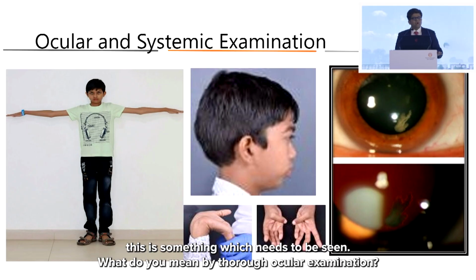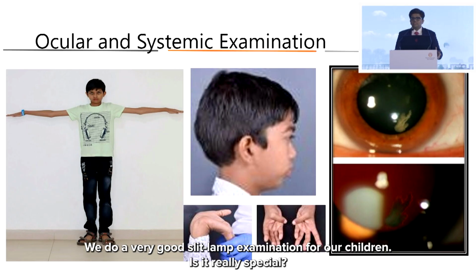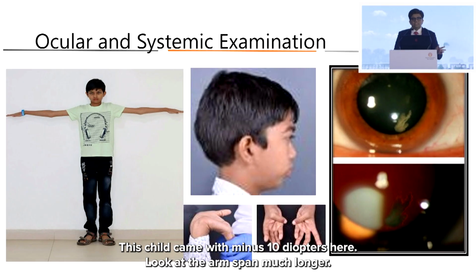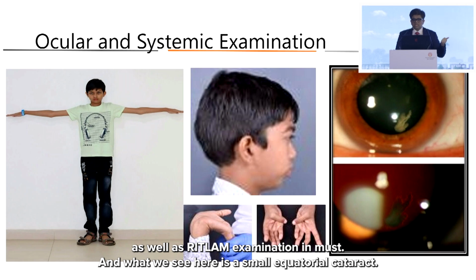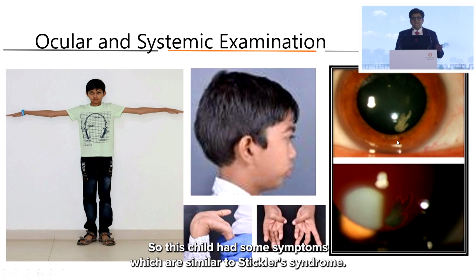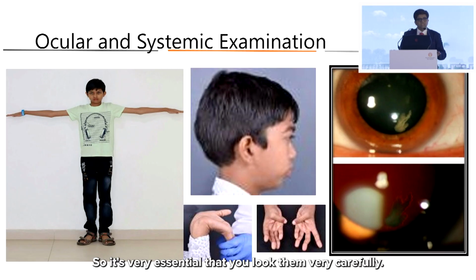What do we mean by thorough ocular examination? We do a very good slit lamp examination for all children. Is it really special? This child came with -10 diopters here. Look at the arm span, much longer. Look at the facial features. Look at the hyperextensibility of the joint. And doing a dilated fundus examination as well as slit lamp examination is a must. And what we see here is a small equatorial cataract. So this child had some symptoms which are similar to Stickler's syndrome. So it's very essential that you look at them very carefully.